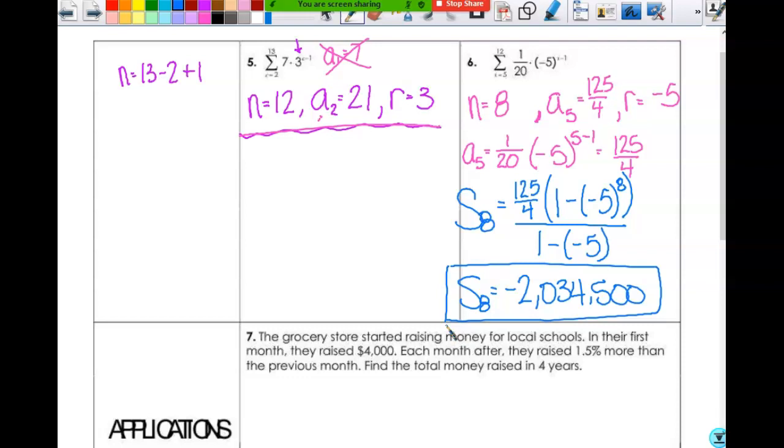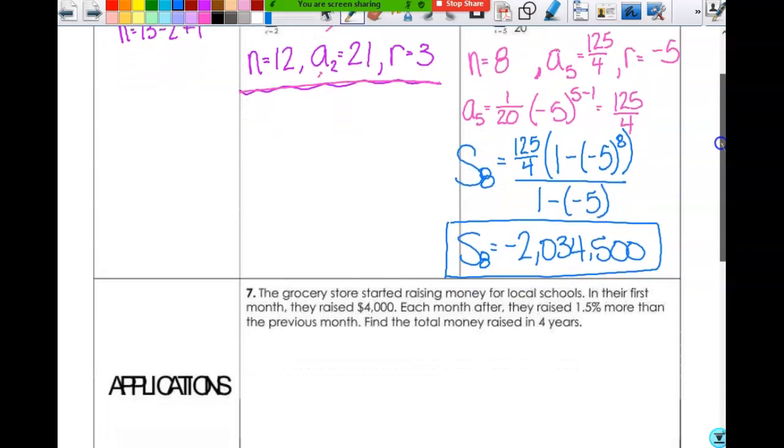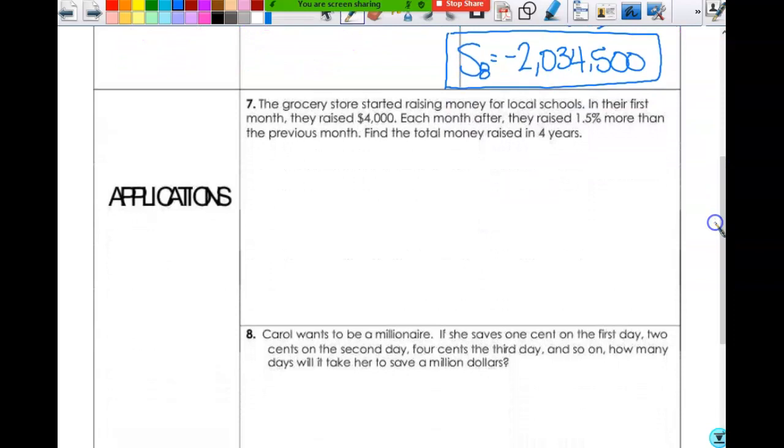All right, let's look at a couple of application problems. So number 7 says the grocery store started raising money for local schools. In their first month, they raised $4,000. Each month after, they raised 1.5% more than the previous month. Find the total money raised in 4 years. Okay, so if we're doing this by the month and we want to know 4 years, then what does n equal? 48.